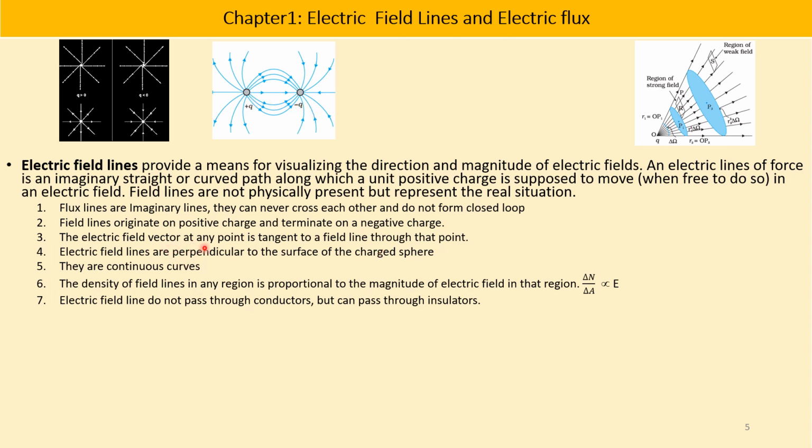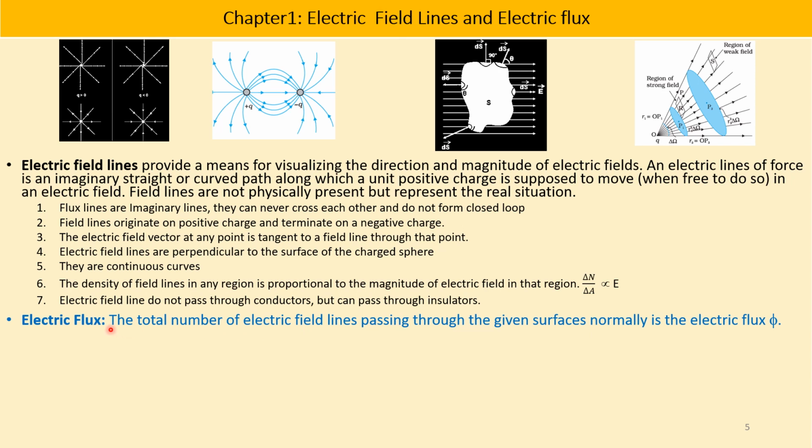The electric field vector at any point is the tangent to the field line through that point. The electric field lines are perpendicular to the surface of the charged sphere. They are continuous curves. The density of field lines at any region is proportional to the magnitude of the electric field in that region. Here you see the number of lines per unit area is more, so it is the region of strong electric field. Whereas the distance between the electric field lines is more here, and this is a very weak field. Electric field lines do not pass through conductors but can pass through insulators.